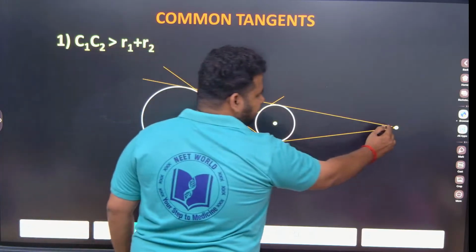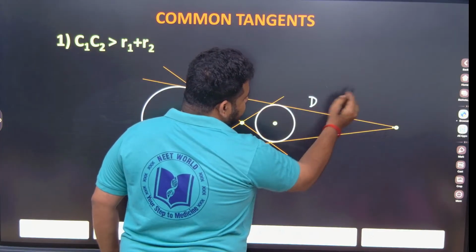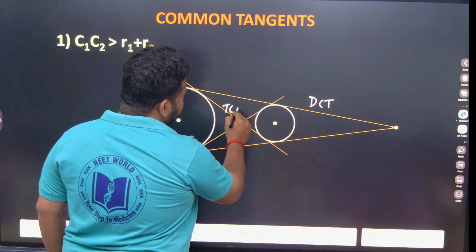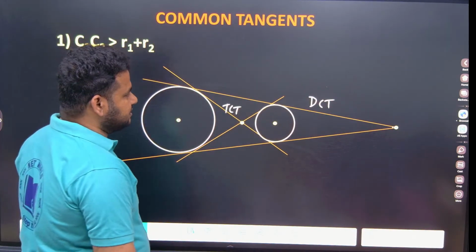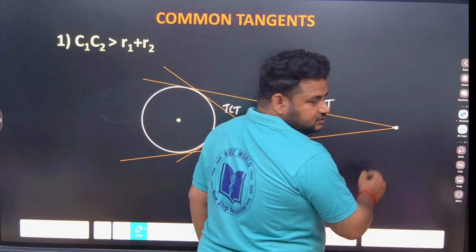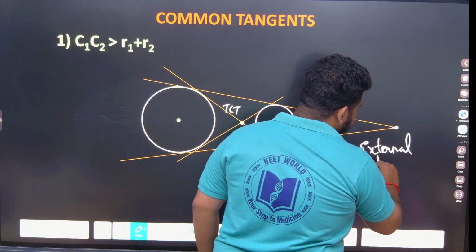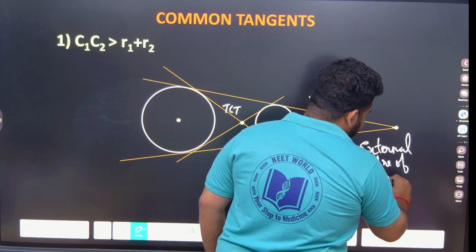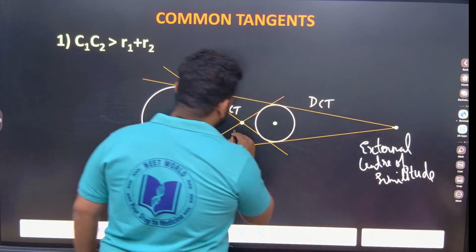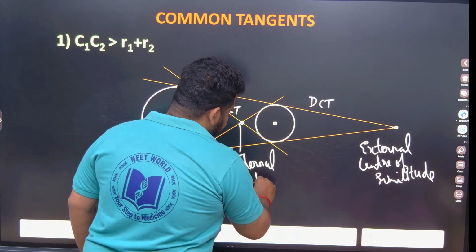One is from the external point, one is from the internal point. The tangents from the external point we call direct common tangents. These are transverse common tangents. This point is also called the external center of similitude. And this is called the internal center of similitude.